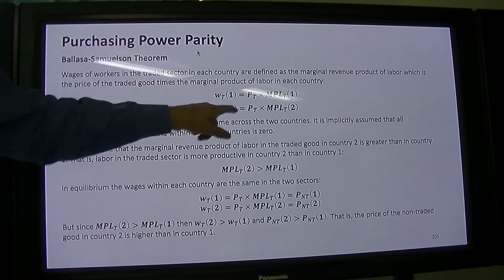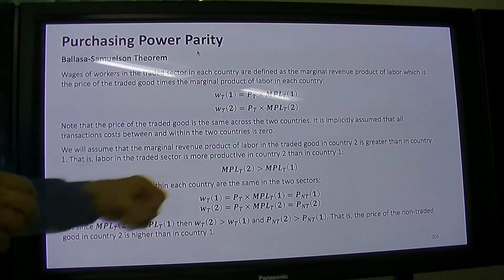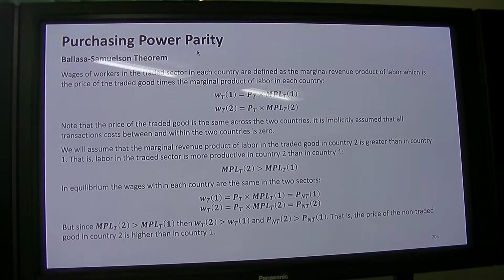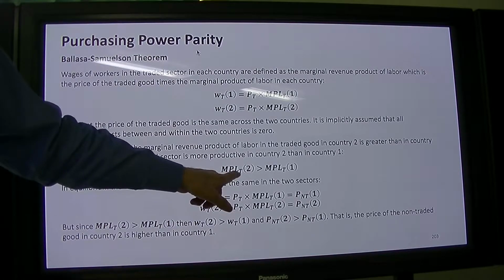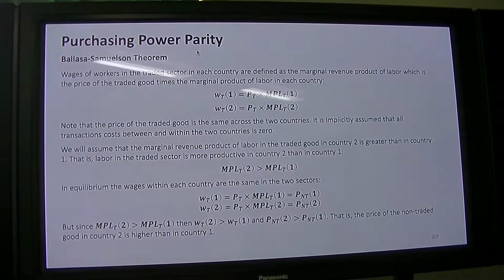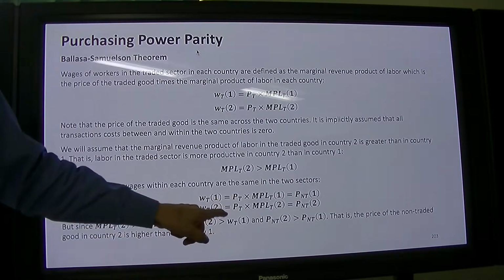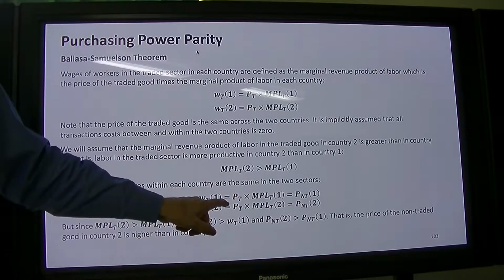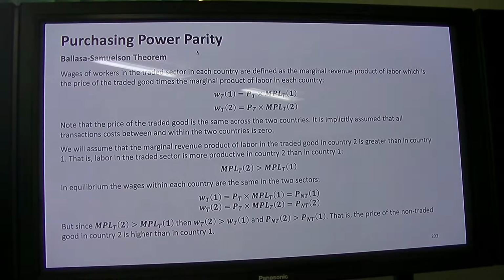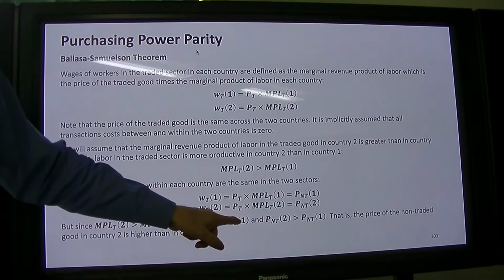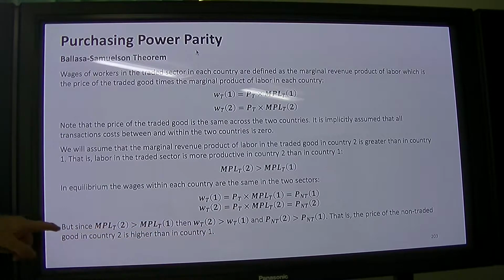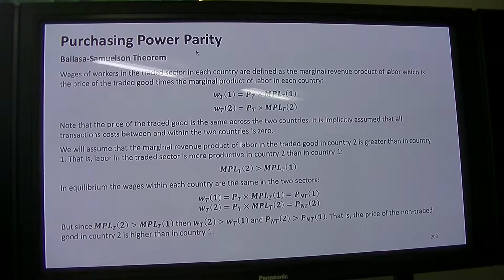Then this is the traded good. So these are the traded goods, and we're assuming that in one country it's more productive than in country one. But in this model, wages are equal across the sectors. So you're assuming all the households are the same, so that whether you work in the traded or non-traded sector, you have to be paid the same wage. What this shows, with this example, is that the price of the non-traded good in the country with the greater productivity, which tends to be the wealthier country, is higher.